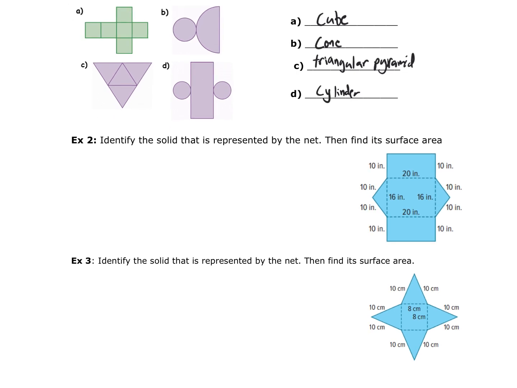The solid represented by the net here is a prism because we know it doesn't go to a point, so it's not a pyramid, and obviously there are no circles, so it's not a cone or a cylinder. So it's got to be a prism, and we know that the 2 congruent bases that are opposite each other are going to be triangles. So this is a triangular prism.